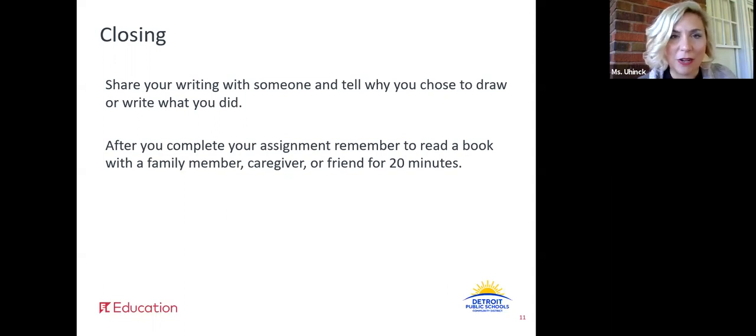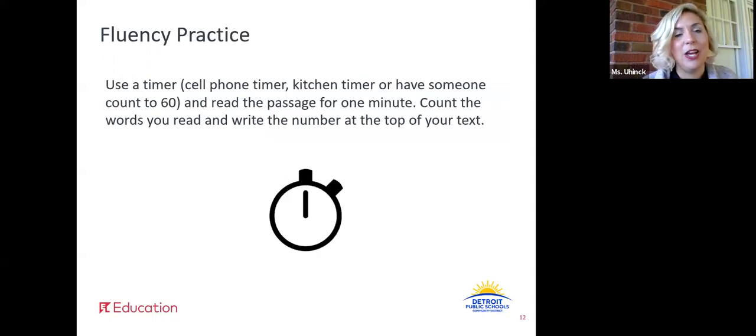After you've completed this writing activity and this assignment, I want you to read a book with a family member, a caregiver, or a friend for at least 20 minutes. Then you're going to do your fluency practice. Remember, you can use a timer. It can be a kitchen timer or a cell phone timer. You can have someone count to 60, but you want to read that passage for 1 minute. When you're done reading, you're going to count those words up and put your word count at the top of the page. This is our second day doing this fluency activity, so you should see that number increasing.